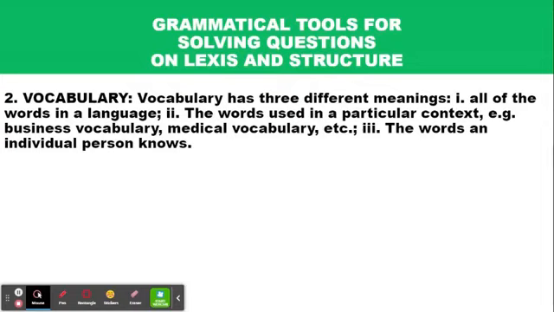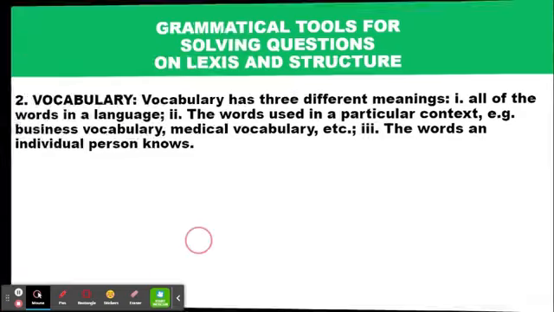All of the words in a language can be known as the vocabulary. For example, all the words in English can be referred to as the vocabulary of the English language. The words used in a particular context, e.g., business vocabulary, medical vocabulary, and so on and so forth. And that is exactly what we are concerned with as a tool for choosing correct answers in the Lexis and structure questions. And the third meaning of vocabulary is the words an individual person knows.